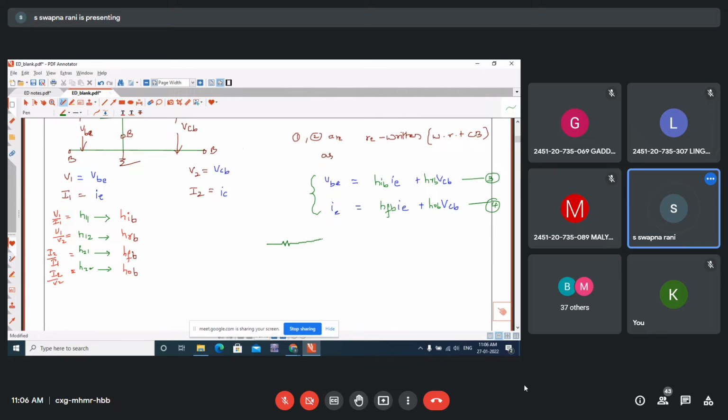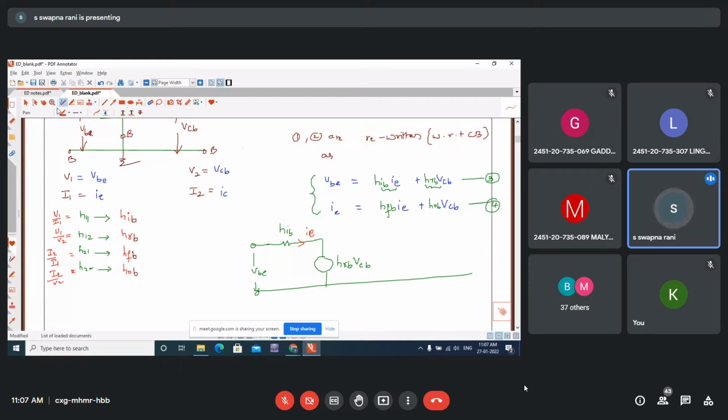So here HIB, a voltage source, HRB VCB, so this is the input voltage VBE. So you can easily remember that this is the first term and this is the voltage source. So applying KVL to the input loop, you will get the first equation. Like that you can remember. Input current is IE.